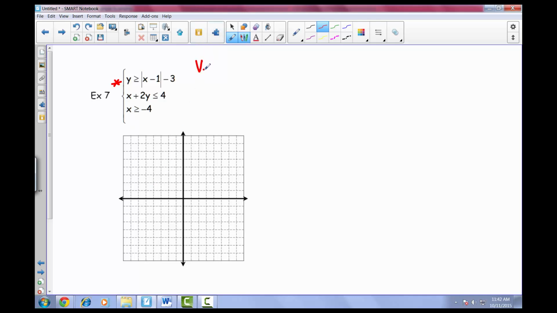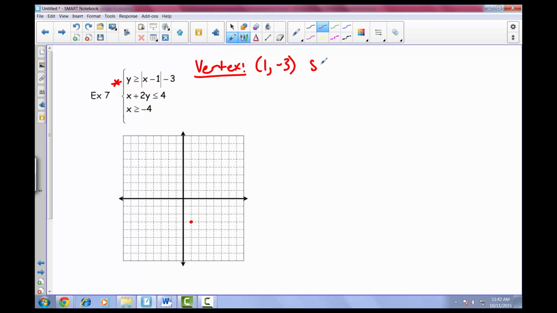And we're going to start out by writing out the vertex for this absolute value function. So our vertex is, just taking the opposite of this, comes out to be 1, taking our k value just as it is, -3. So it looks like at (1, -3) we would see our vertex.